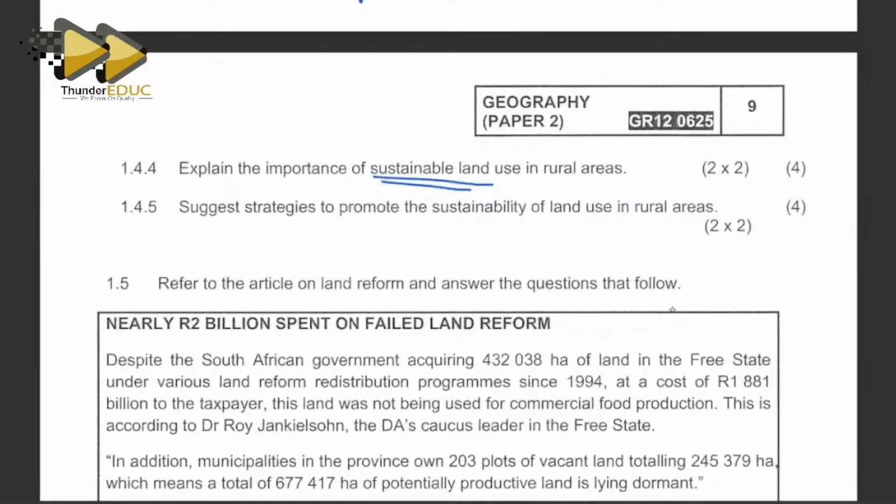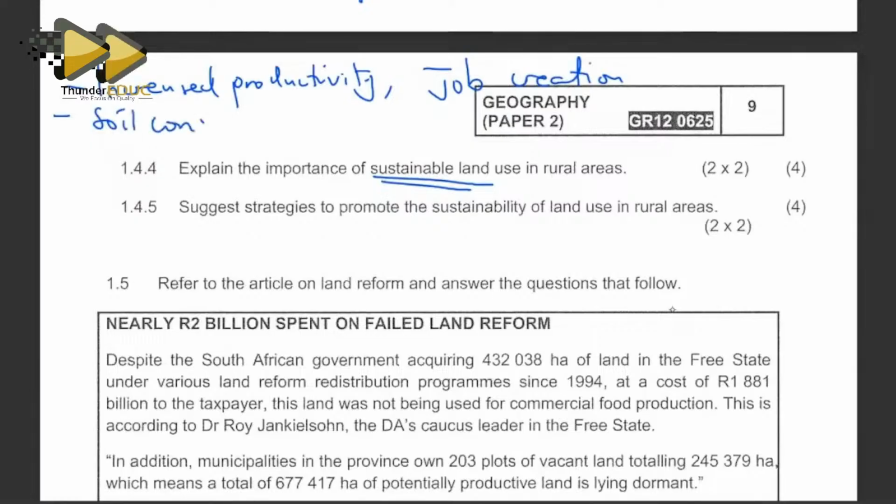So when we're looking at sustainable land use in rural areas, why is it important? You can talk of increased productivity. If we do sustainable agriculture, it's more productive; we end up having more yield. Or we can talk of it also assisting in job creation. Some jobs are created whilst we are implementing sustainable measures to use our land. Also, it ensures soil conservation, because we use methods which are environmentally friendly that do not harm the soil. So it conserves the soil.